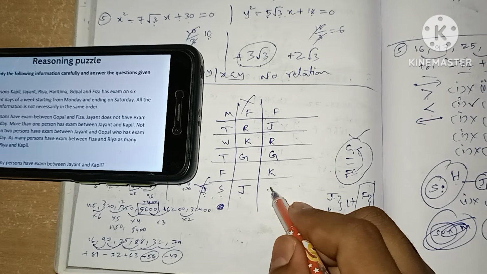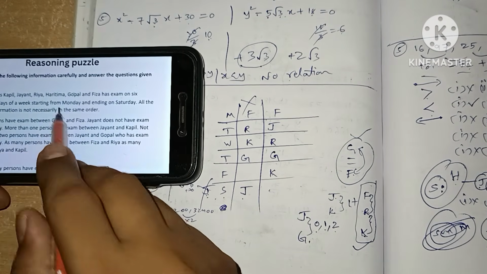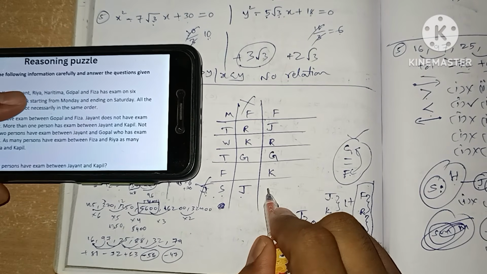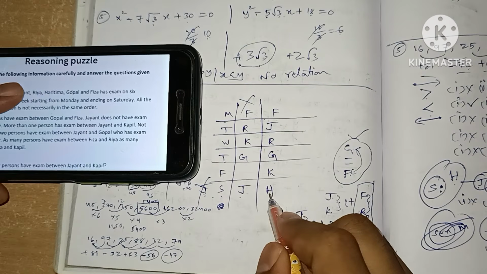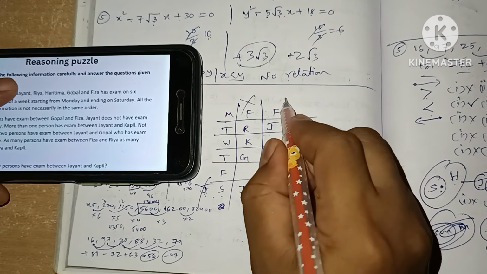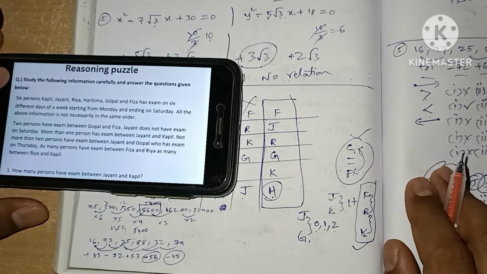So only we are left with Harmita in our questions. Harmita is the last one who is left. So this is the place for Harmita. So this is the solution we got from our puzzle. So let's see the questions that are asked.